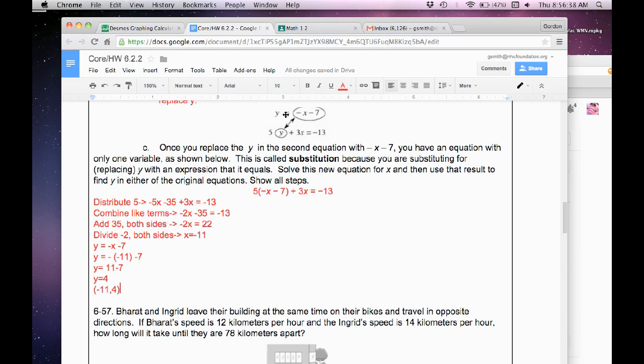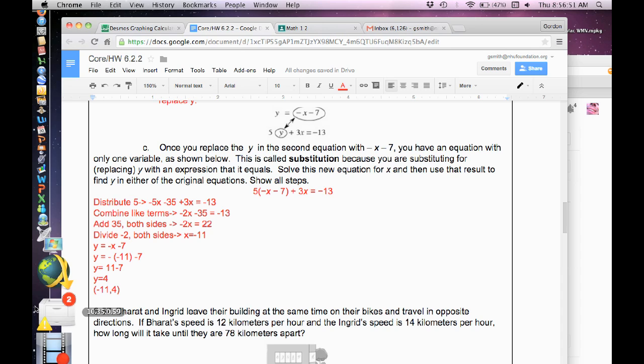So the key is recognizing when you can substitute. If you substitute in, then you still have some positive and negative work, but no fractions and no decimals. And I think we all appreciate that. So let's hear it for the substitution method. Yay!